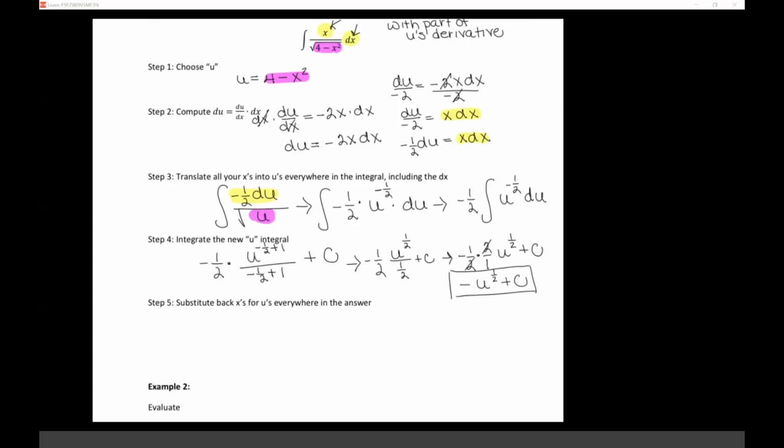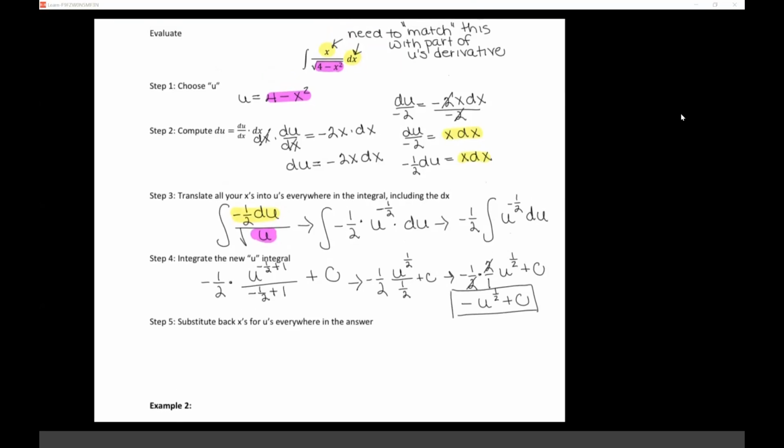Now that's not the answer to the problem because the original problem came in terms of x's. So I need to substitute the x's back. Well, how do I do that? I go back over here and I see what was u. Basically u was 4 minus x squared. So here's what I've got: -(4 minus x squared) to the 1/2 plus c. And that's perfectly fine.